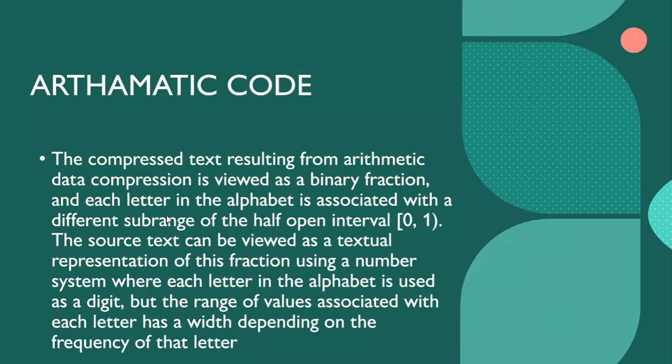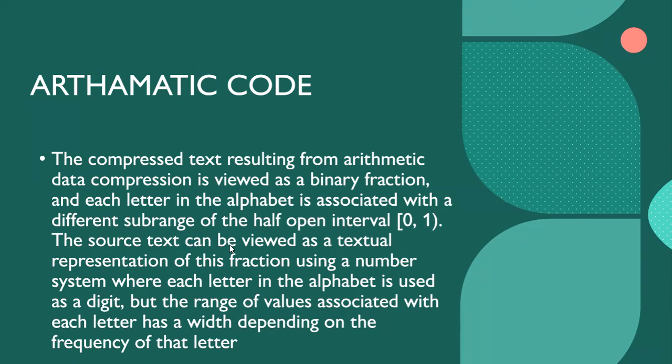Arithmetic code. It is one of the codes which is used to store the data in the splay trees. So coming to this, the compressed text resulting from this arithmetic data compression is viewed as a binary fraction, and each letter in the alphabet is associated with a different subrange of the open interval 0 and 1.